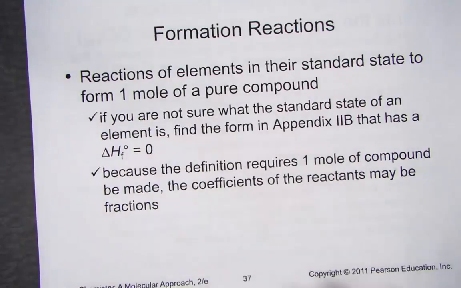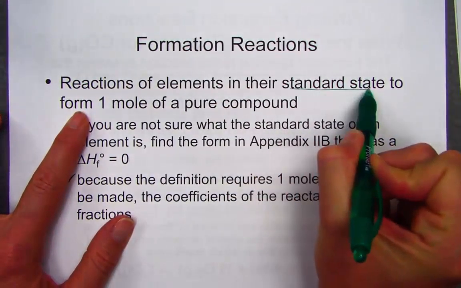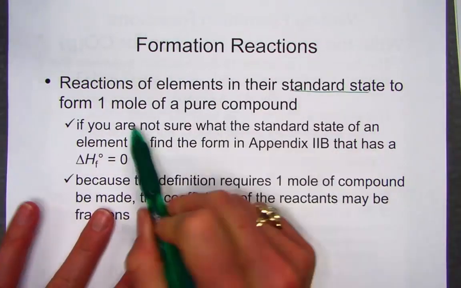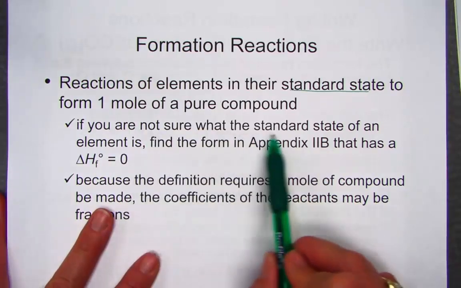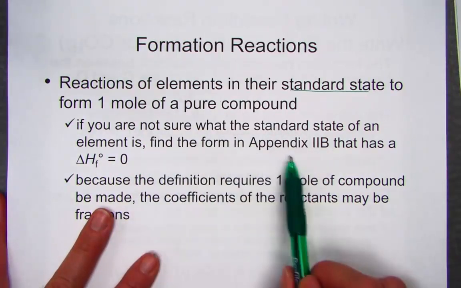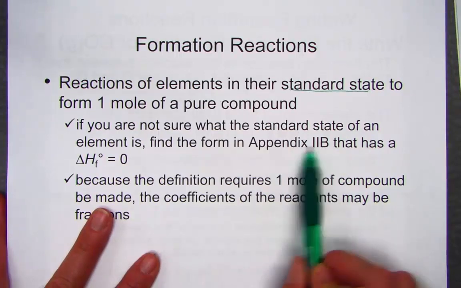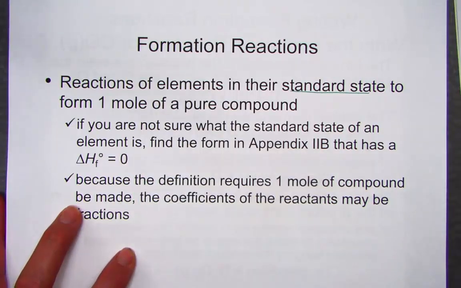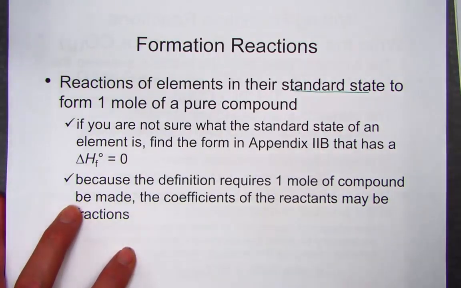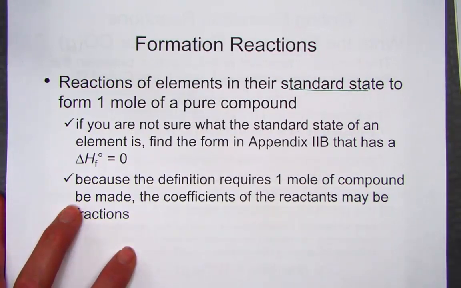So formation reactions are simply reactions of elements in their standard state, the way we find them in nature, to form 1 mole of a pure compound. If you're not sure what the standard state of an element is, we have an appendix in the back of our textbook that has heats of formation for those pure elements. Again, I happen to have one in front of me from the previous slide. That one was taken out of our table 6.5. The appendix in the back of your book has a much more extensive list.